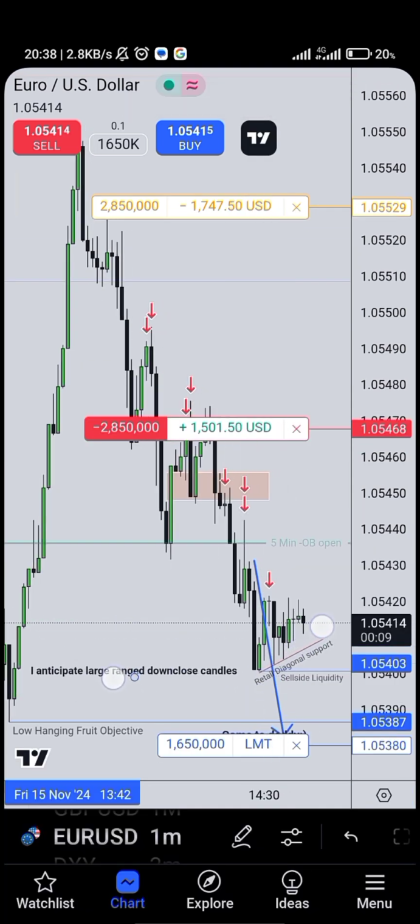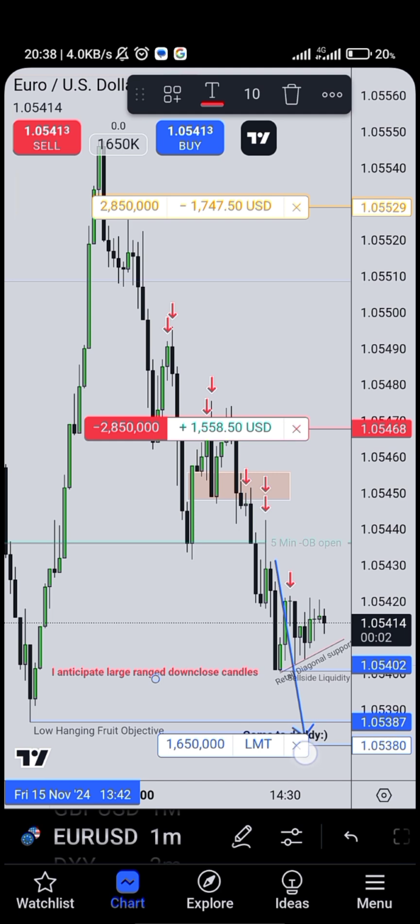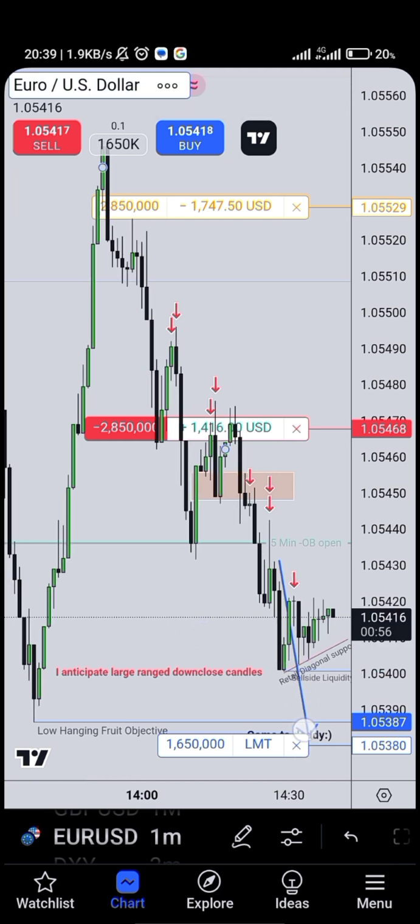So right now I'm anticipating a large range down close candle. Like I want to see expansion, a large range down close candle at this time. It's just past 2:40, 2:39 now. I want to see the candle expand. Since it didn't do it at 2:37, 2:39 should want to do it going to 2:40. So I want to see it expand. I want to see it drop down, like a big down close candle. I want to see it now.